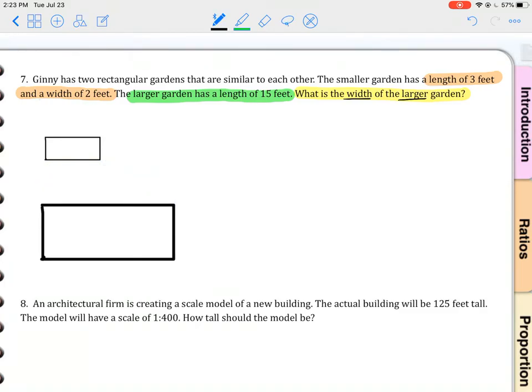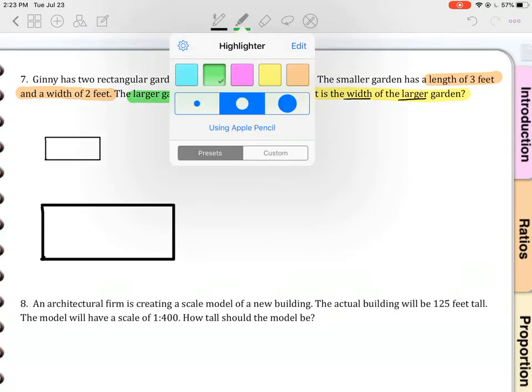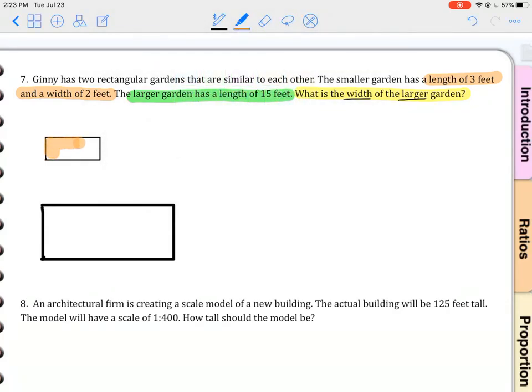Okay, so let's start with the little garden. And I'm going to go ahead and color it for you. This is the orange one. That is 3 feet long and 2 feet wide. Feet and feet, that's a good thing. They were nice to me there. They're not always nice.